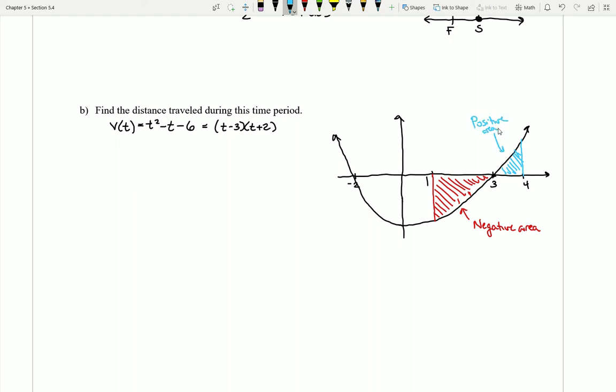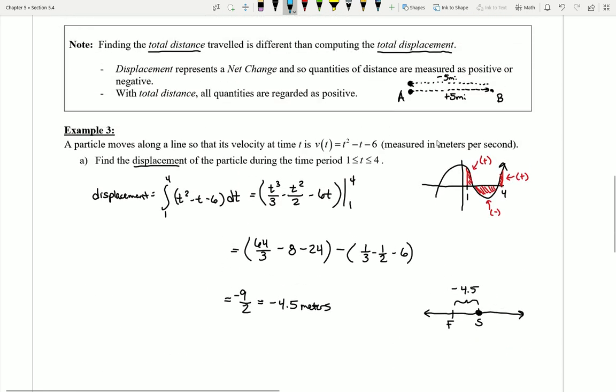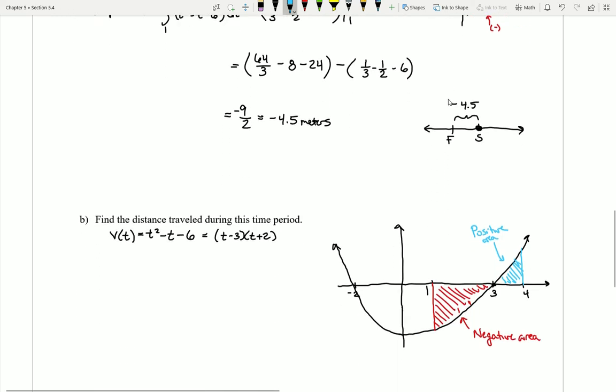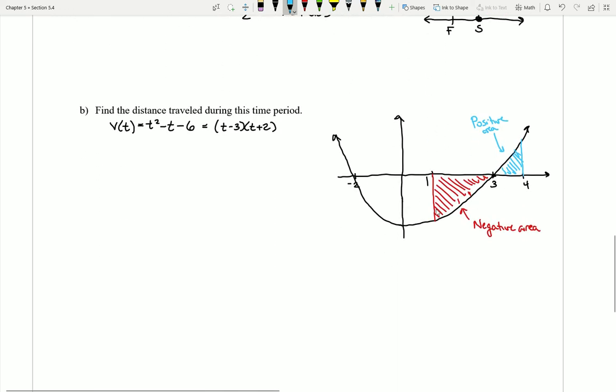Now, these positive areas, of course, are going to represent positive distance traveled, and this negative area is going to represent negative distance traveled. Just like up here, I thought of moving from A to B as positive and moving from B back to A as negative. But if I want to calculate total distance, I have to kind of ignore the signs. And so I can tackle that in the following way.